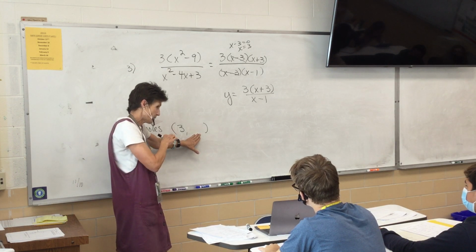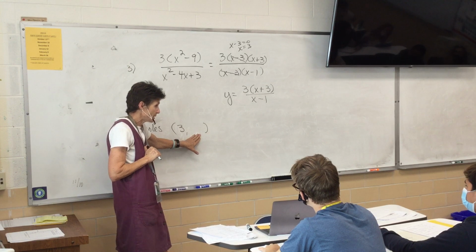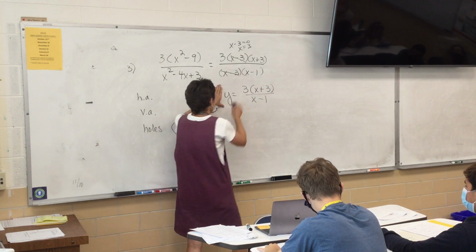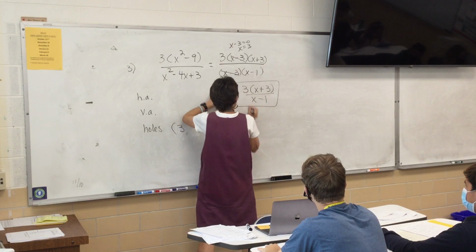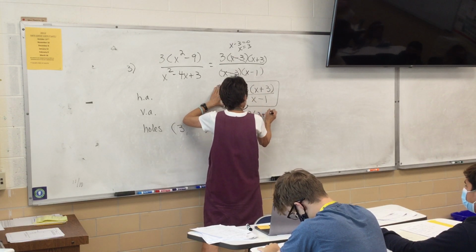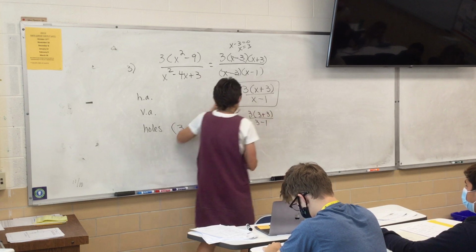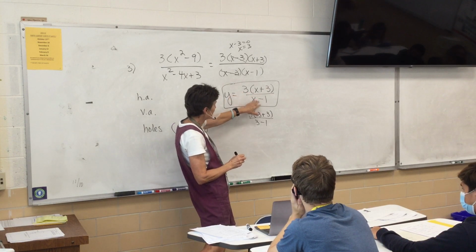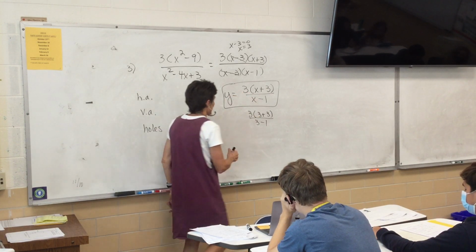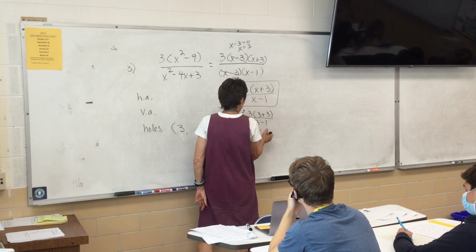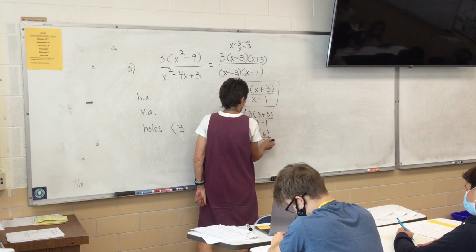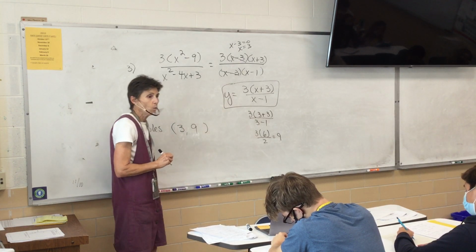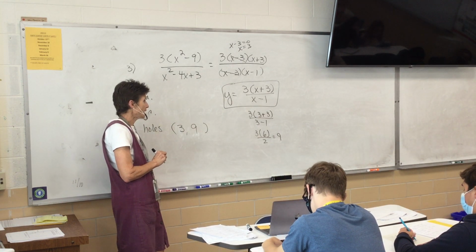Plug it in. Plug in 3. And where will I plug 3 into? My new problem right here. So 3 times 3 plus 3 over 3 minus 1. I'm plugging 3 into my equation. So that'll be 3 times 6 over 2. Is that 9? So my hole is at 3, 9.